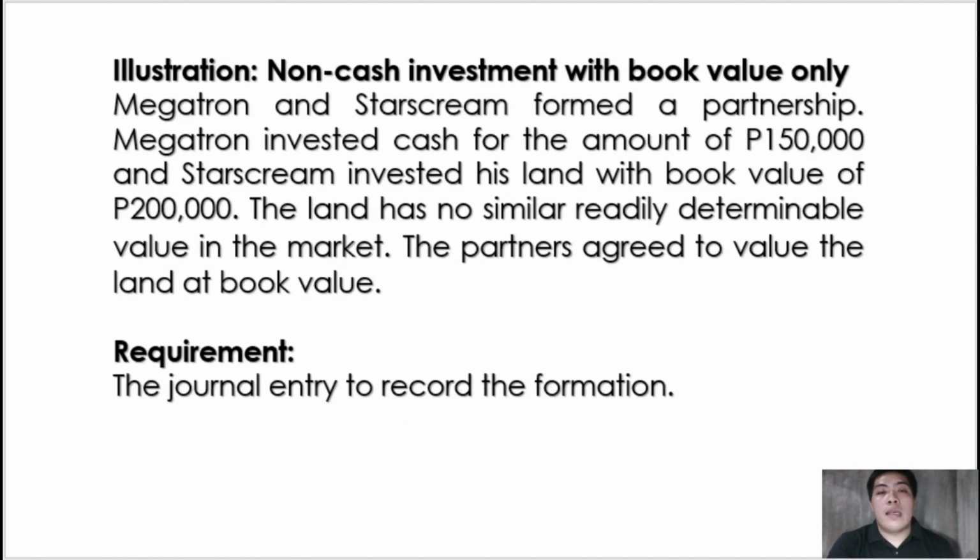Next, non-cash investment with book value only. Okay. Megatron and Starscream formed again a partnership. Megatron invested cash for the amount of 150,000 and Starscream invested his land with book value of 200,000. The land has no similar readily determinable value in the market. So the partners agreed to value the land at book value. Requirement, the journal entry to record the formation.